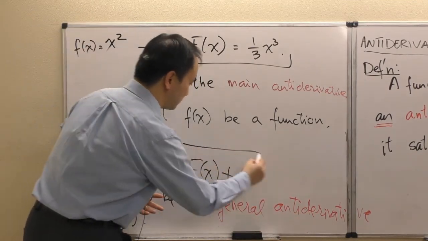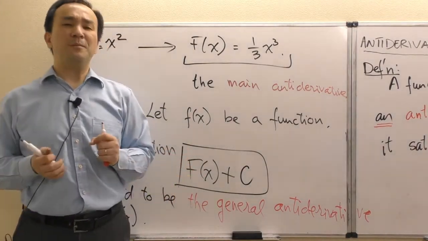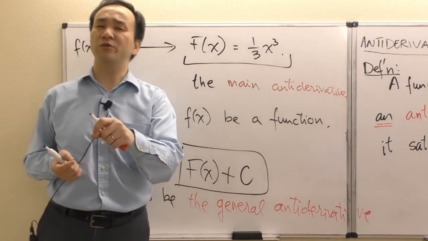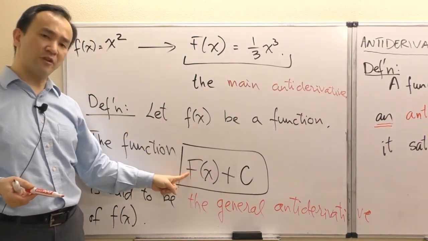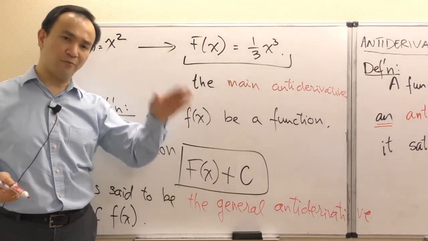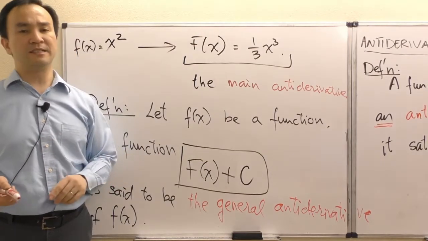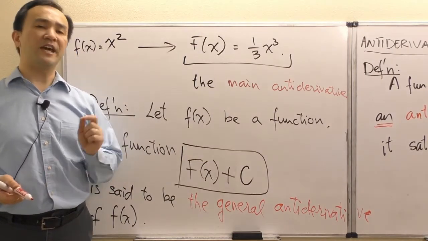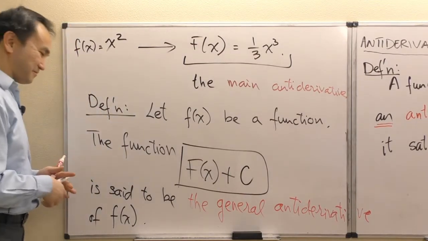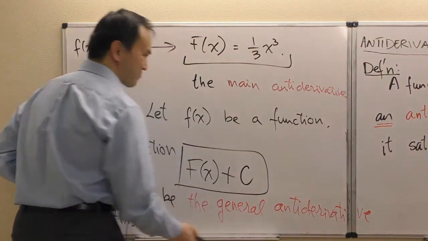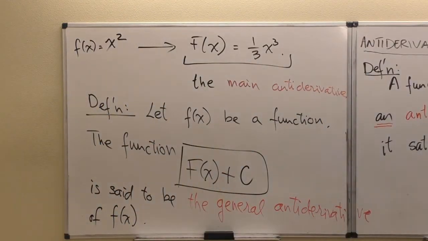So the term to be highlighted here is the general antiderivative. From this point on, when people simply say find the antiderivative of a given function, that's what they refer to: the general antiderivative, one expression that represents all the different members of a whole family of antiderivatives of a function. In that way we are ready for another formulation.